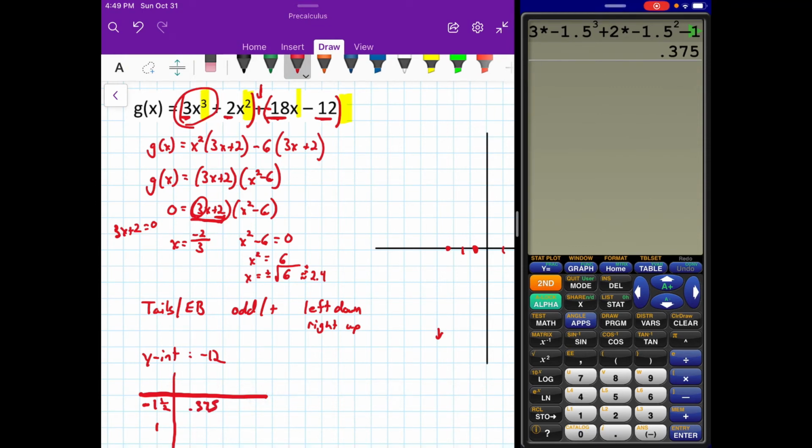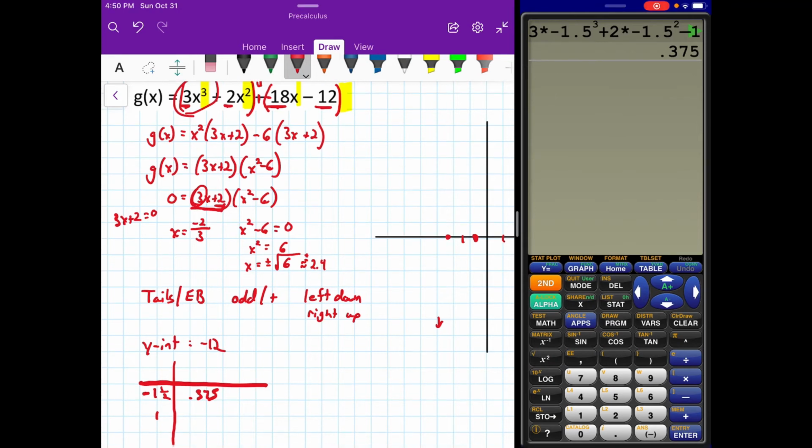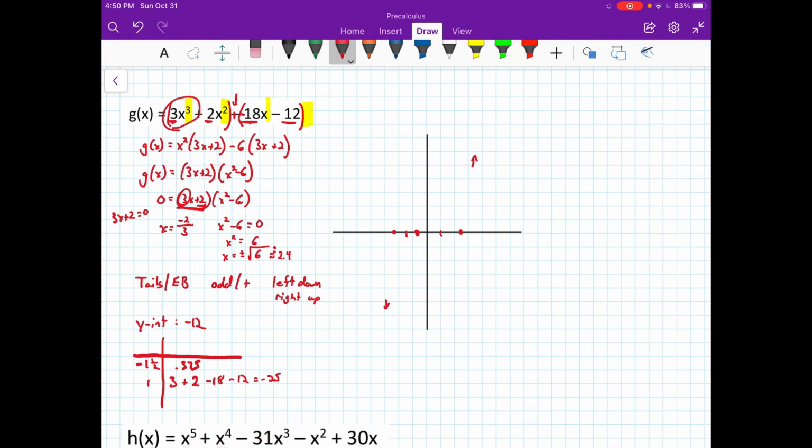And then we're going to try 1. We'll put 1 in there. That's a little easier. 3 times 1 cubed, which is 3. 1 squared is 1, so times 2, minus 18, and minus 12. So that's 5 and negative 30, so negative 25. So we need to get to at least negative 25. So I guess we'll count by 5s. Negative 5, negative 10, negative 15, negative 20, negative 25. 5, 10, 15, 20, 25.